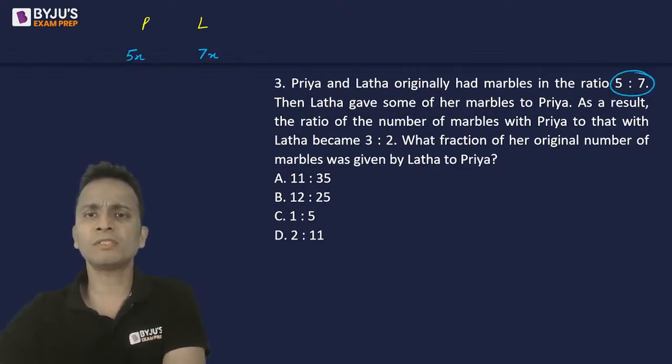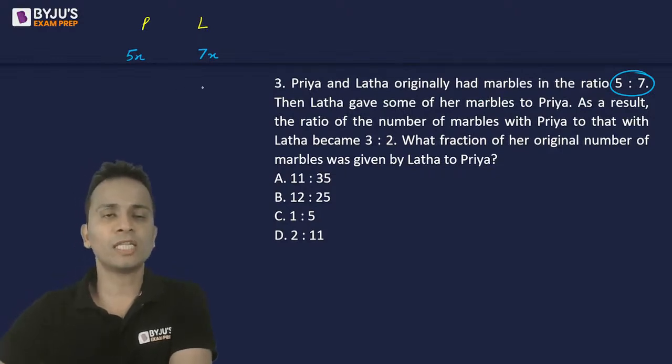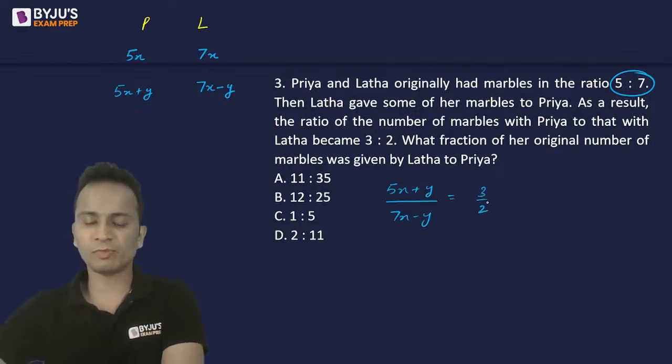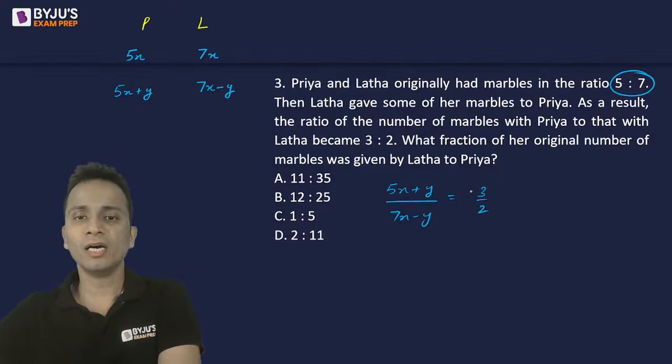Then Lata gave some marbles of hers to Priya. So Lata, let's say, has given y marbles. The number of marbles left with Lata will be 7x minus y, and Priya will have 5x plus y. Now the ratio of the number of marbles with them, 5x plus y upon 7x minus y, is equal to 3 upon 2 as per the given question. Now cross multiplying, 21x minus 10x, that is 11x, is equal to 5y. So the value of y will be equal to 11x upon 5.